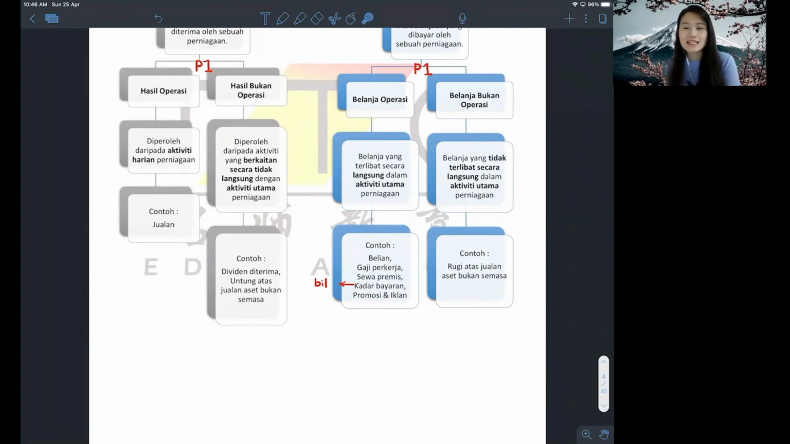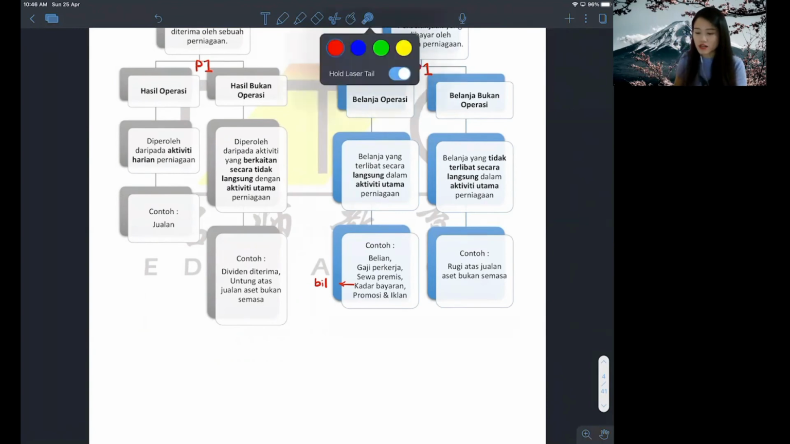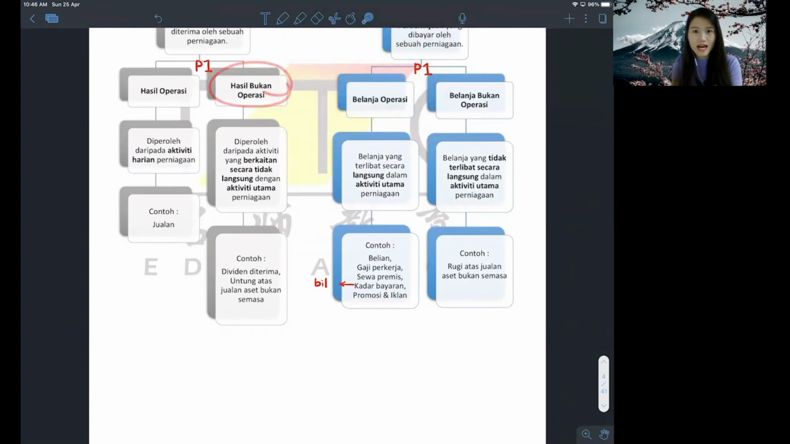belanja operasi. Now, the bukan operasi is things that are additional lah, which means that my shop will not die without it. Okay, example you see here. Hasil bukan operasi, what form? Dividen diterima. When will you receive dividend? When you actually invest. Okay, do pelaburan, only then you will get dividend. So is it every store must do pelaburan? No, it's not necessary. So I don't get lah.